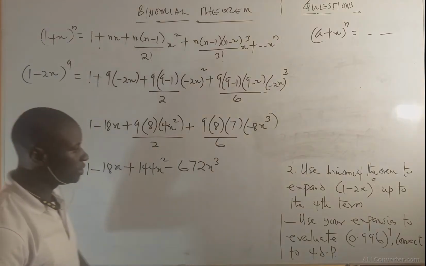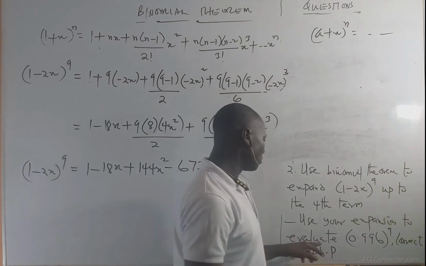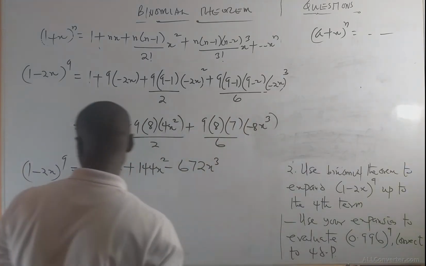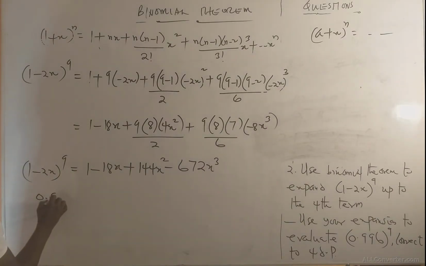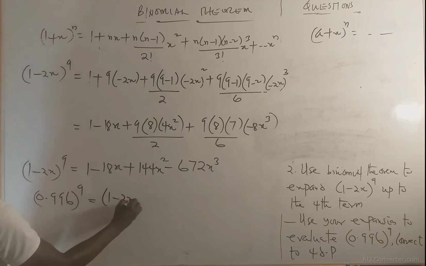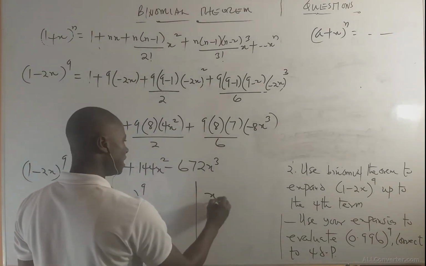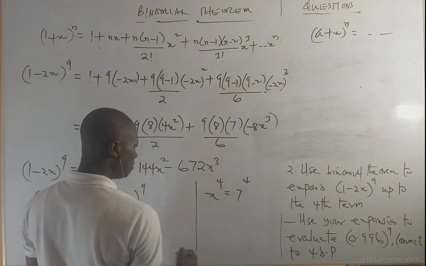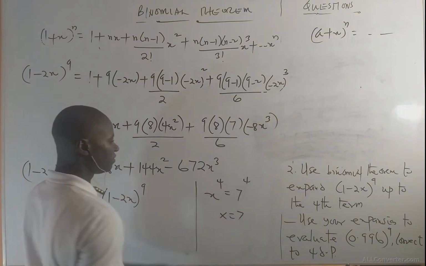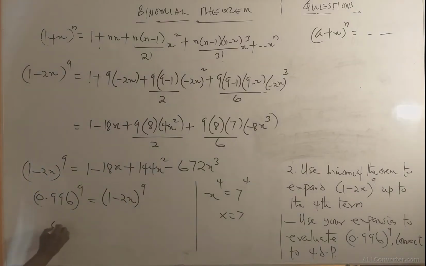Don't forget that we are asked to use the expansion to evaluate 0.996^9. Now we equate this to the question, that is (1 - 2x)^9. When you equate this, you realize that the exponents are the same, so we can equate the bases. It's like indices. If you have x^4 equals 7^4, because the exponents are the same, you can say that x is equal to 7, and it is true. And so in doing that, you can also equate 0.996 to 1 - 2x. Then we solve for x.